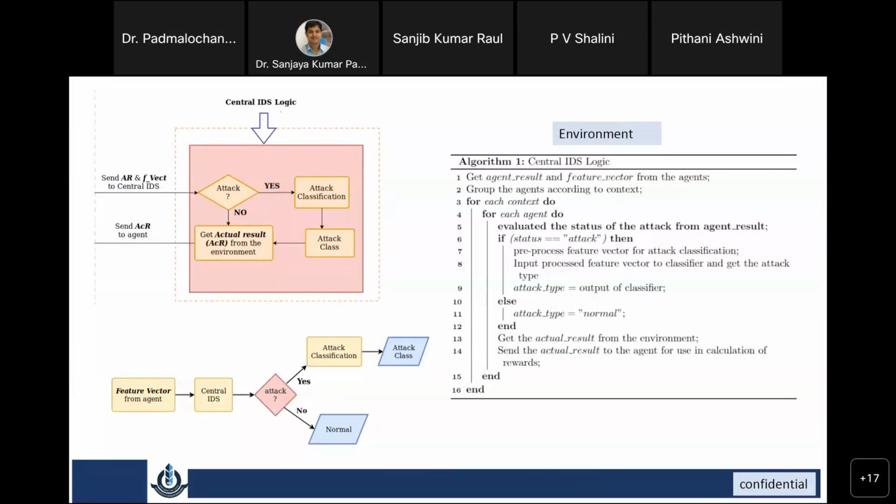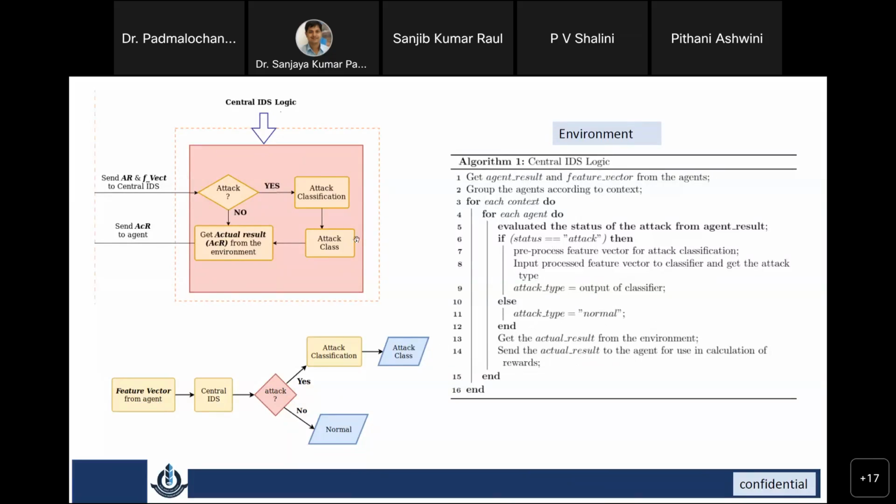Based on that context, sandboxing is used here for identifying the contextual information. Based on this context, it gets the agent result and checks whether the attack status is attack or normal. Accordingly, it calculates the reward vector, and these reward vectors are sent back to the agent for further improvement. So this is the idea.